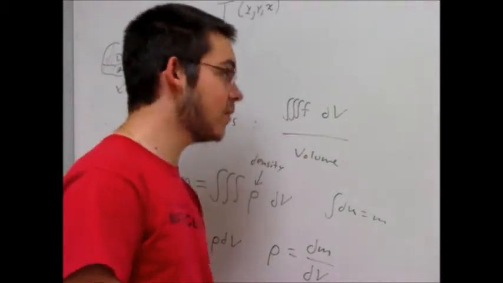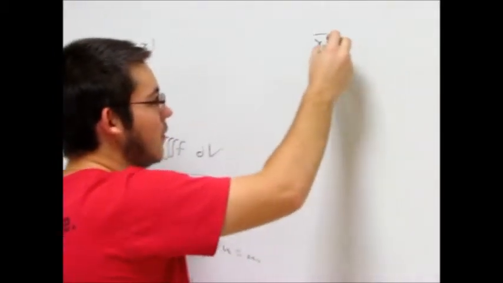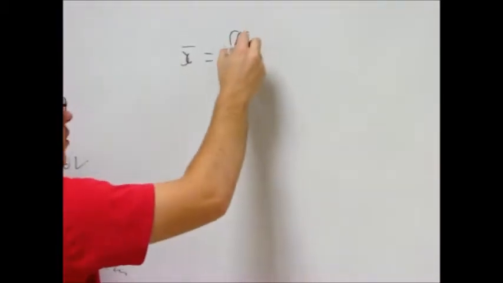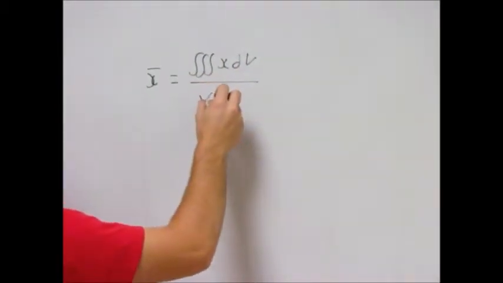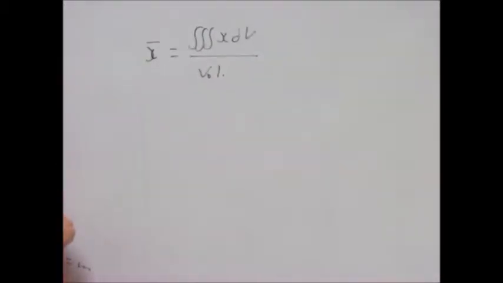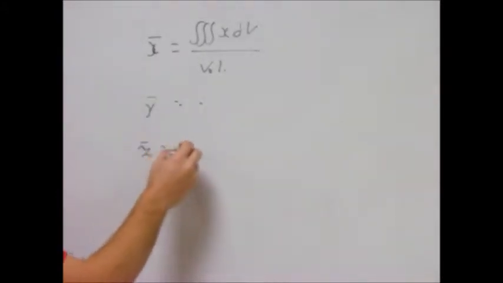Similarly, we also talked about center of mass. You can find x bar as the triple integral of x, which is the average of the x values, divided by volume. So there's an average for any function, you just integrate that function. So the average of y is the same thing, z is the same thing.